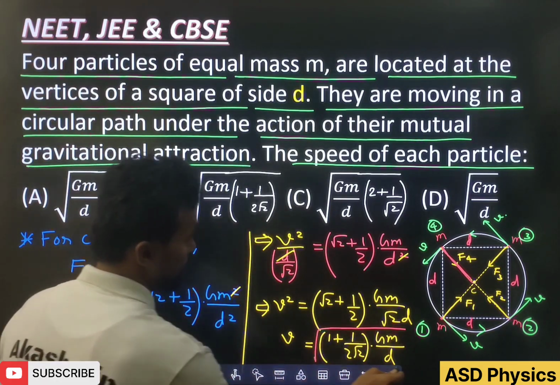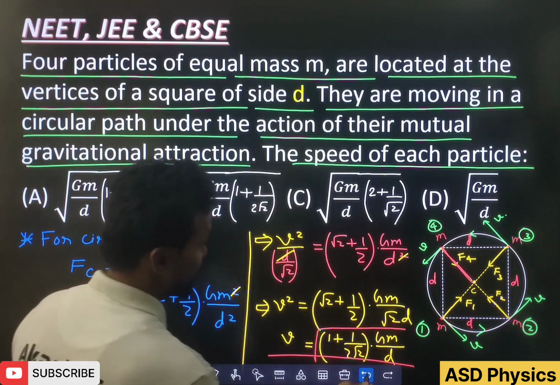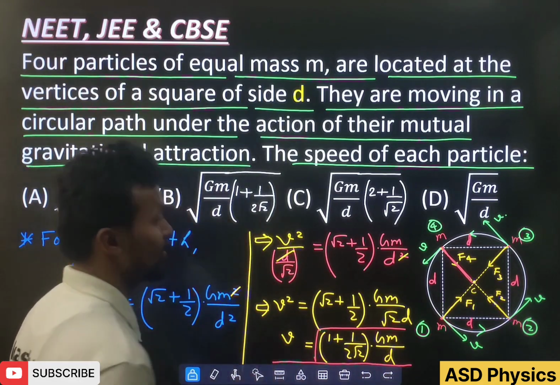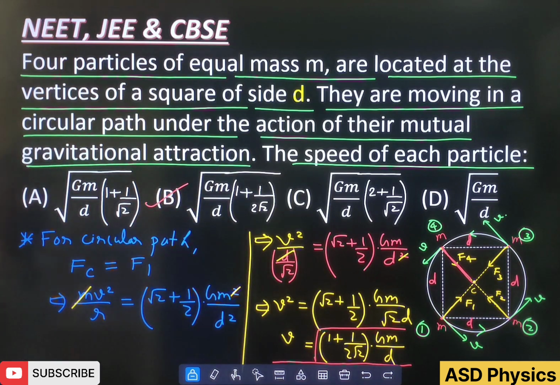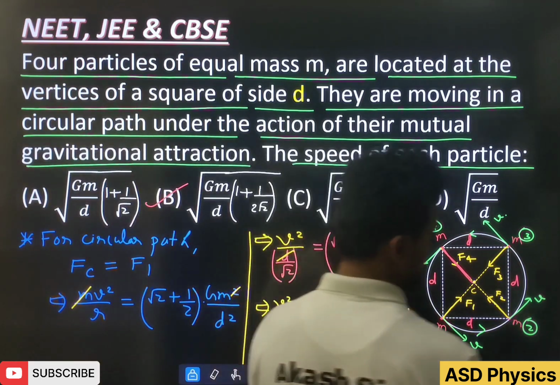See, this is the formula. This is the formula here. So which option is correct here? Kindly say. The correct answer is option B: 1 plus 1 by 2 root 2 gm by d, is it?